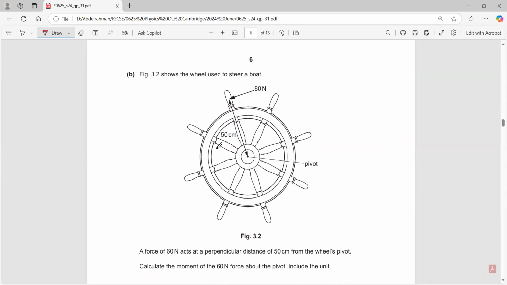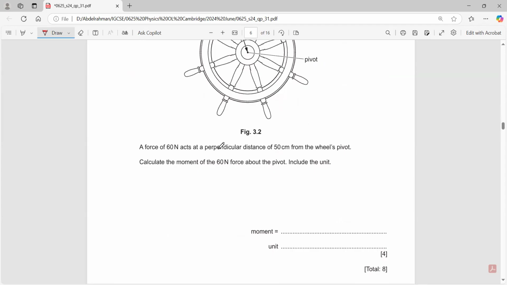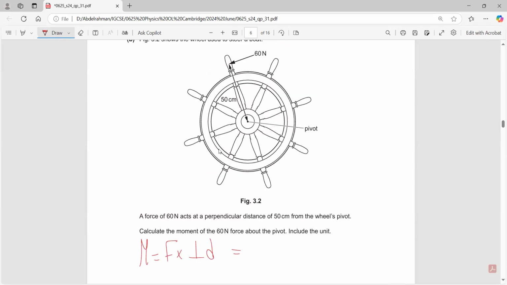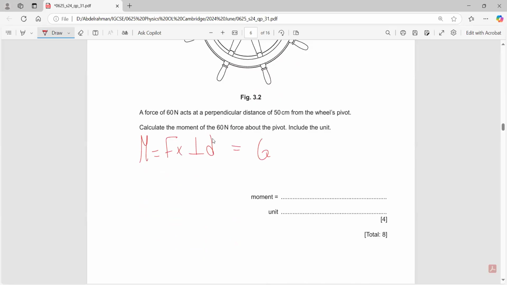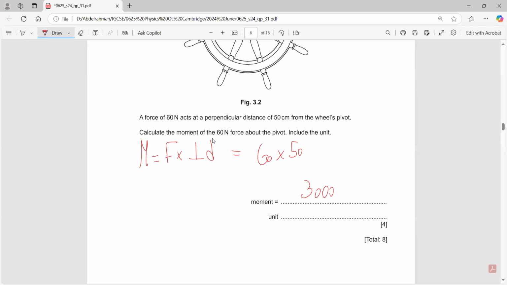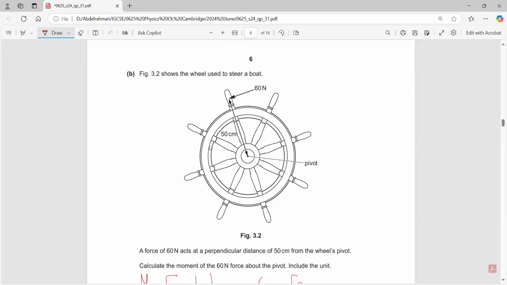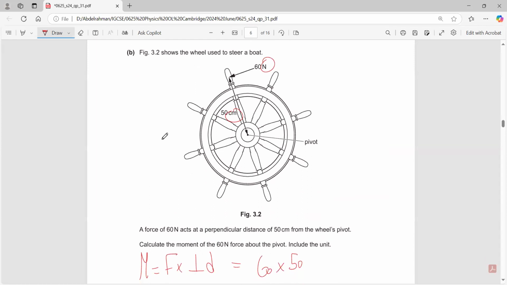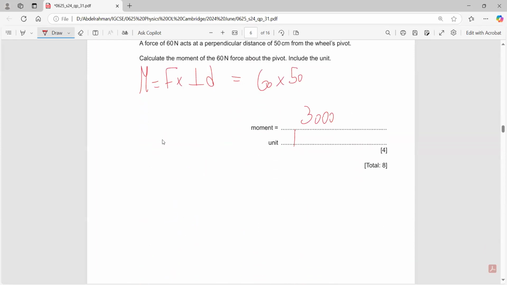Okay, B, calculate the moment. How can I find the moment? Moment equals force times perpendicular distance. So the force is 60 newtons and the perpendicular distance is 50. So 60 times 50 is 3000. What is the unit? We have force in newtons, and the distance is in centimeters. So basically newton dot centimeter. You cannot say per or slash. Slash is wrong. Slash or per is when you divide.